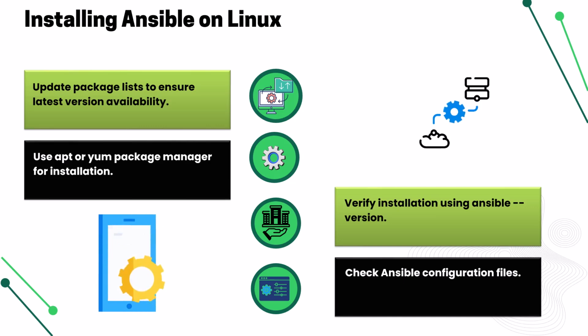Linux users rejoice. Installing Ansible here is straightforward. Update your package lists first, because outdated repositories are like expired milk. Unpleasant. Then install via apt or yum, depending on your distro. A quick version check ensures everything went smoothly. Finally, peek at the config files if you feel like customizing things.